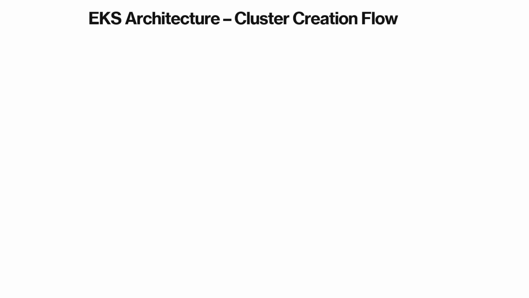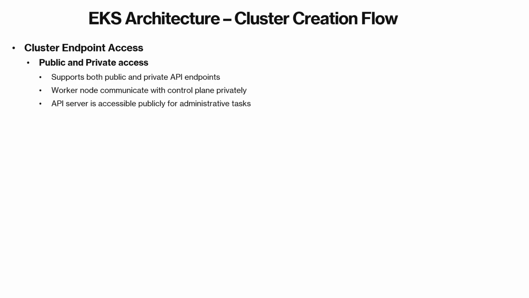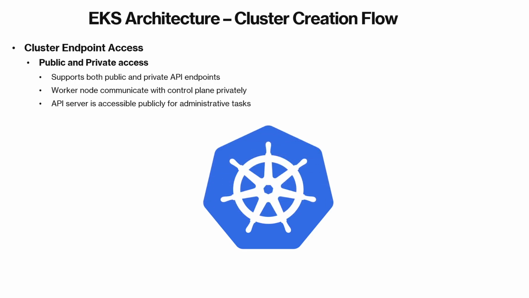The third one is the public and private access. Now, this gives us the best of both worlds. The API server is accessible publicly for admin tasks, while worker nodes communicate privately with the control plane inside the VPC. This setup balances security with accessibility. In our demo, we'll go through the public and private options.